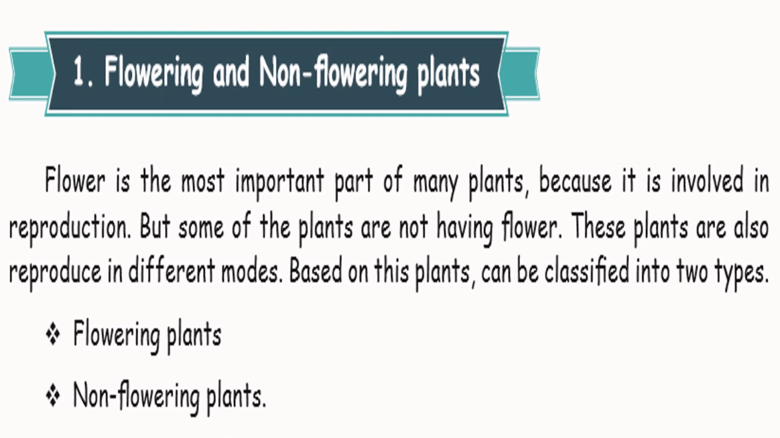Flowering and non-flowering plants. Flower is the most important part of many plants because it is involved in reproduction. But some of the plants do not have flowers. These plants also reproduce in different modes. Based on this, plants can be classified into two types: flowering plants and non-flowering plants.